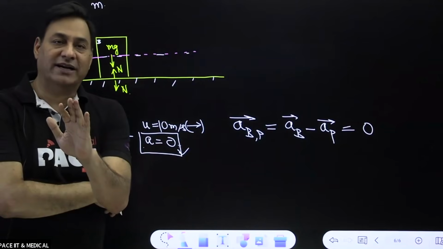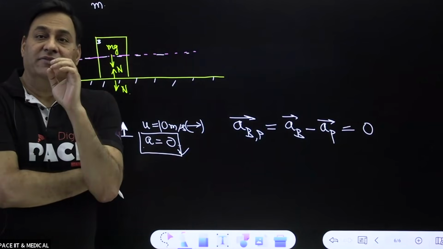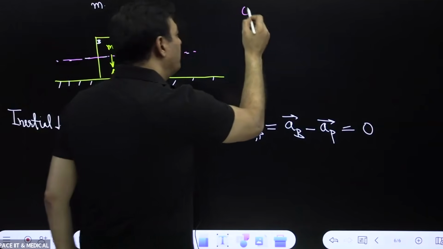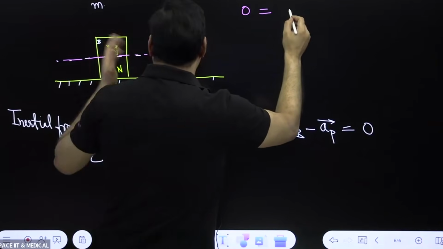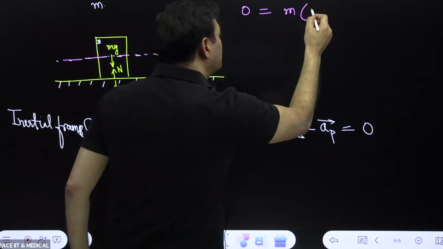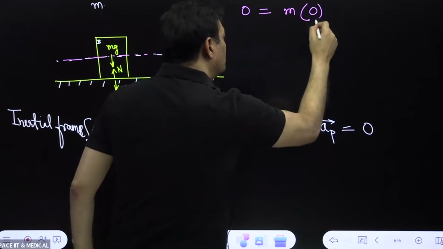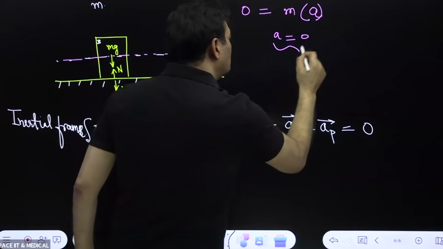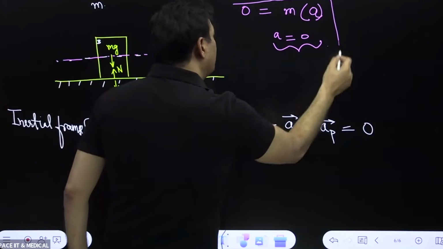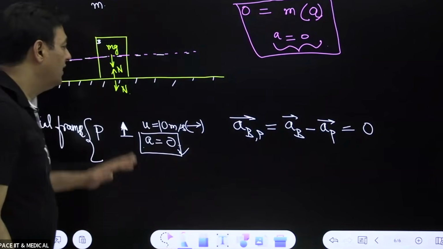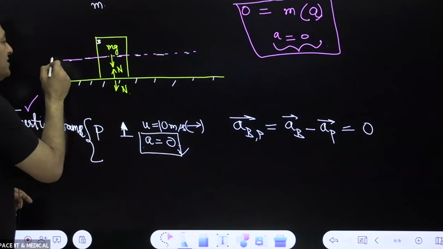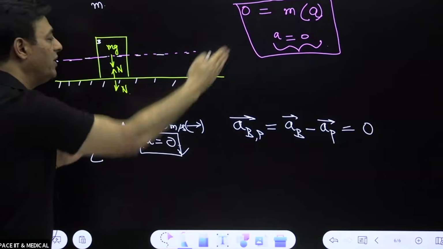There is zero force acting on it. If there is no force acting on it, net force is 0. Net force is equal to mass times acceleration of this block, and acceleration is also 0. Acceleration is 0. So Newton's laws are applicable in inertial frames. If you apply some force, net force is equal to ma.